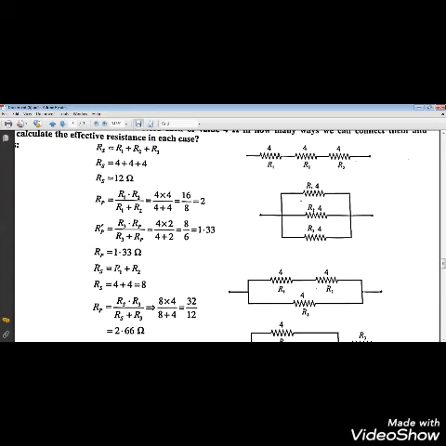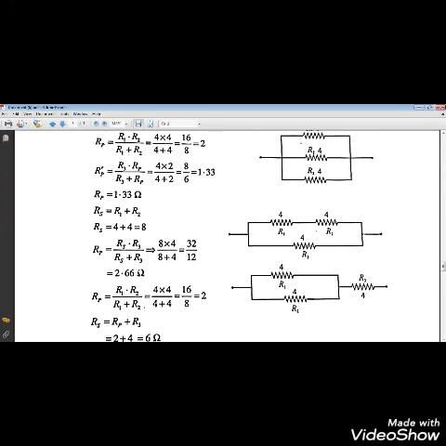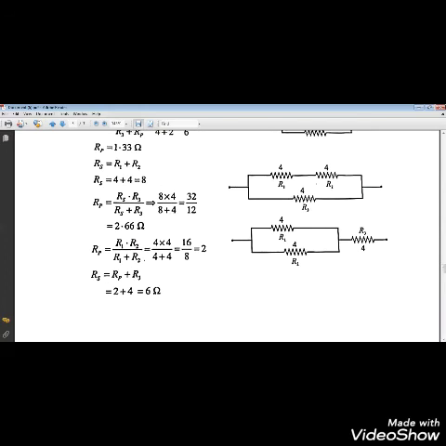Then Rs is equal to R1 plus R2. Then for the second design we have to take Rs in series. R1 and R2 are in series, and that is connected with R3 in parallel, right? Then Rs will become 4 plus 4, that is equal to 8. Then Rp is equal to Rs into R3 divided by Rs plus R3. Rs is found to be 8 and the R3 value is 4, so 8 fours are 32 and 8 plus 4 is equal to 12, and we are getting Rp as 2.66 ohms.